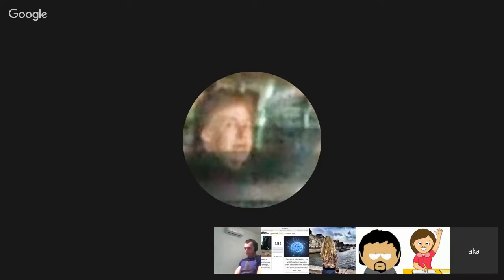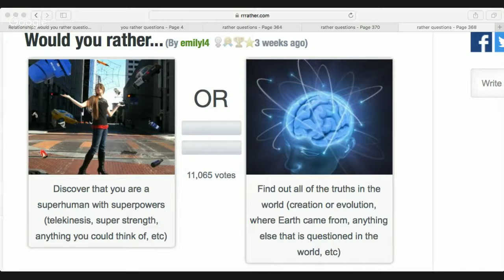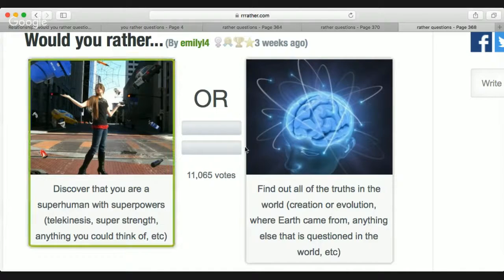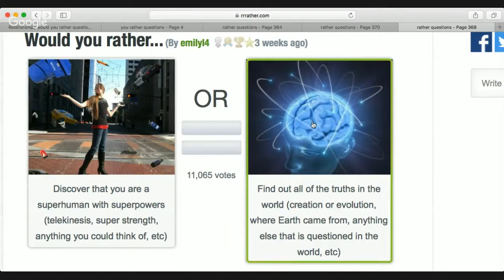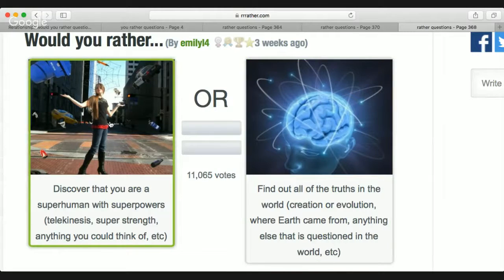Good. All right. Let's see. I'm supposed to vote. I'm torn on this one. As someone who majored in philosophy in college, I definitely want to find out the truths. But I think if I were forced to choose, I have to choose the superpowers because I can have all of them. I can fly, I can read minds. It would make life so interesting. So I'm going to choose that.